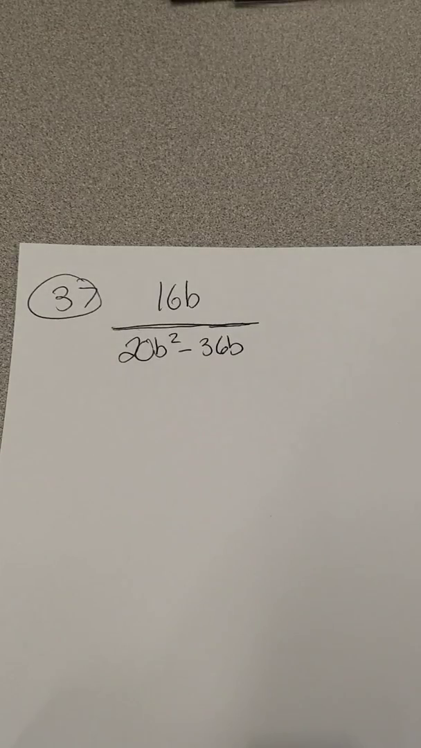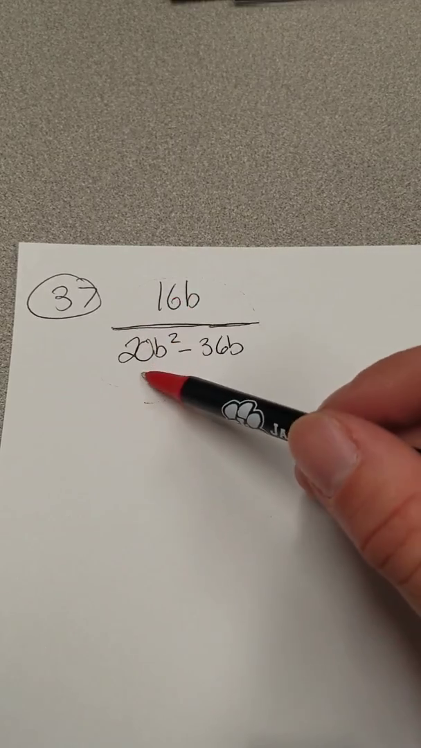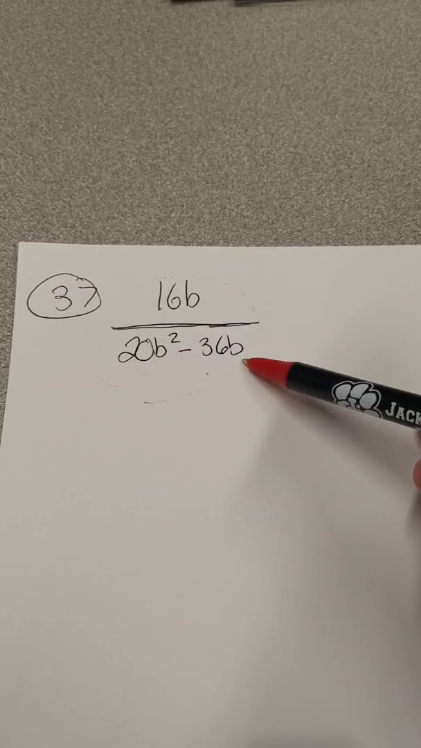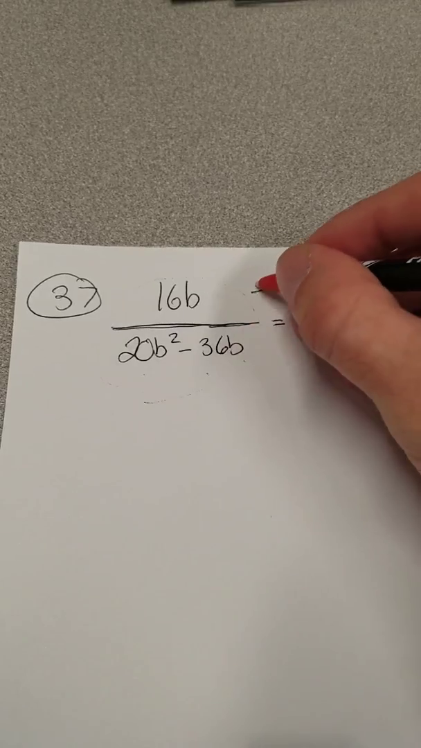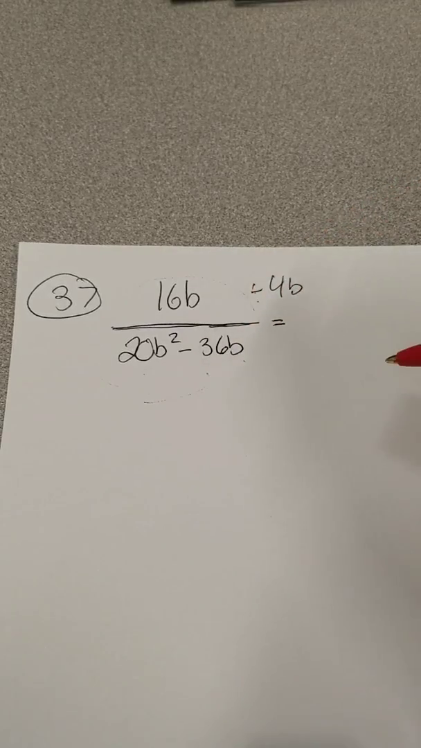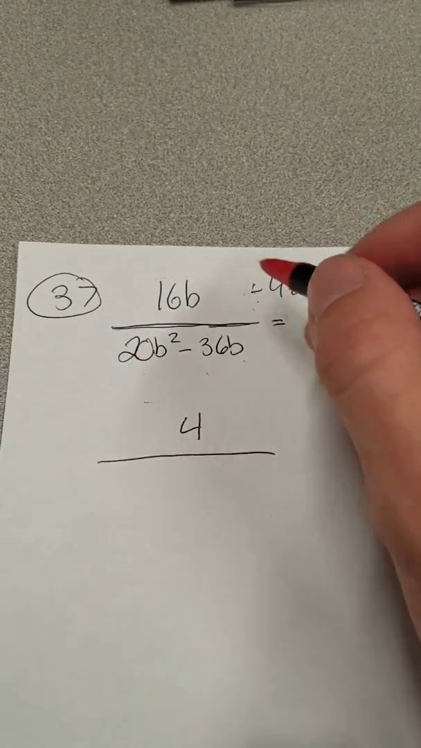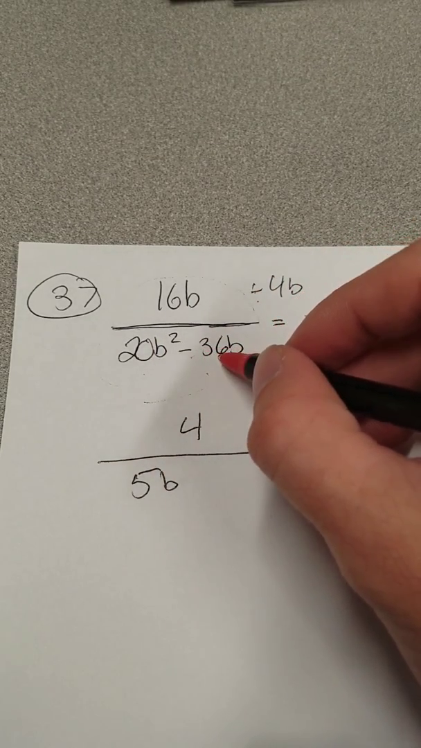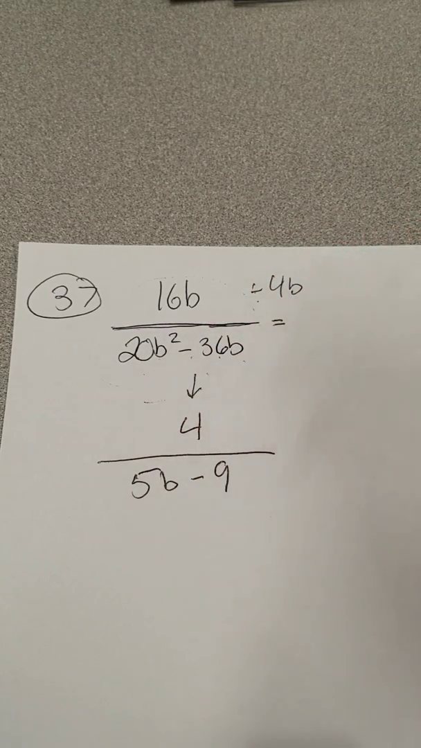All right, on 37, they ask us to simplify it and state the excluded values. So to simplify this, we need to figure out what goes into 16, 20, and 36. Also, they all have a b in common, so we can simplify that as well. So on top, if we divide everything by 4b, since that's what they have in common, this turns into a 4 over 20 divided by 4 is 5. B squared divided by b is just b. -36 divided by 4, -9, and the b's cancel. So this is the simplified version.